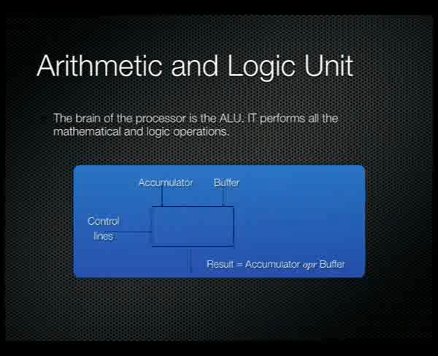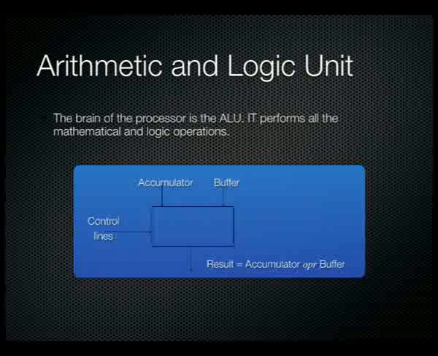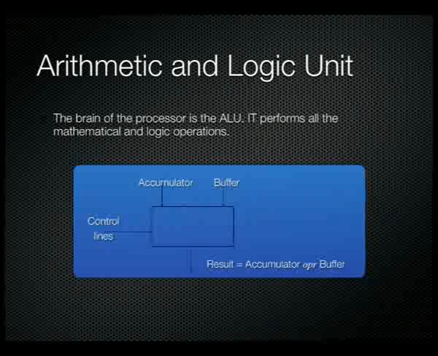So generally, with an accumulator, there are two operands and a series of control lines to define what operation we're going to do. Those control lines are coupled to the instruction decoder. So when you give an instruction to the instruction decoder, it will set these particular control lines to cause the arithmetic logic unit to do the particular operation that we want. Out of that arithmetic logic unit we get a result, which is simply the accumulator operated on by the buffer.